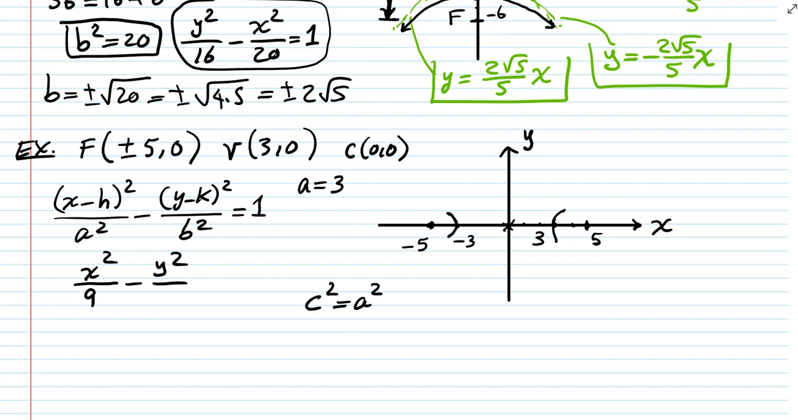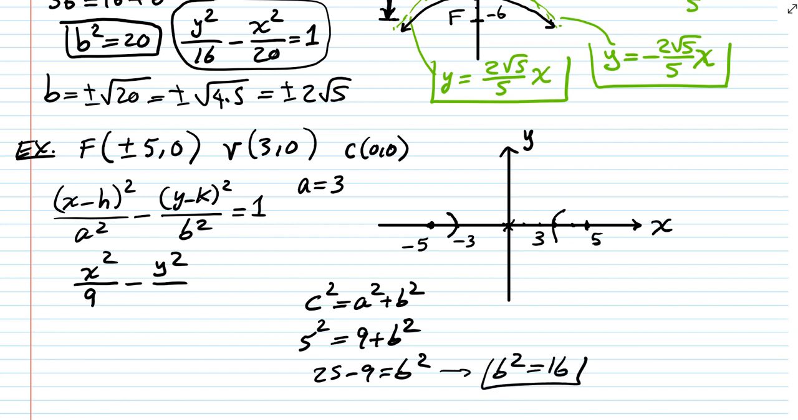C squared is a squared plus b squared. C is the distance from center to a focal point. That's 5 squared, equal to a squared plus b squared. So from this, we get 25 minus 9 is b squared, or b squared is 16. That's the denominator of y, and there is the equation. See, that wasn't bad again.